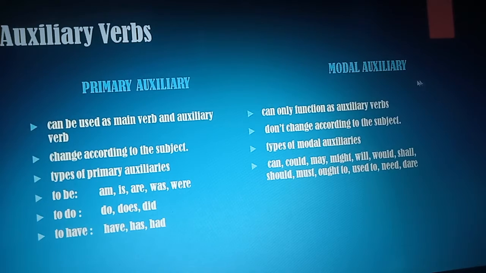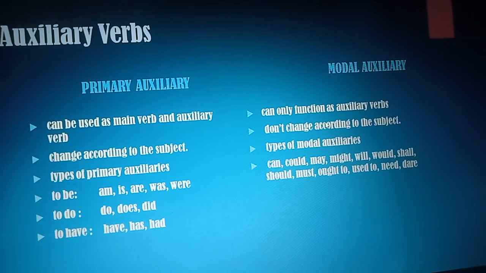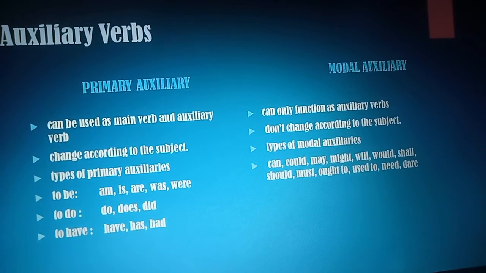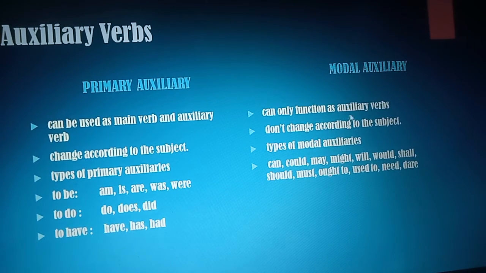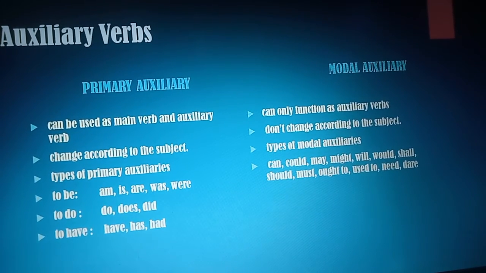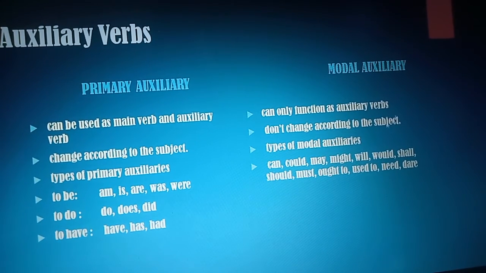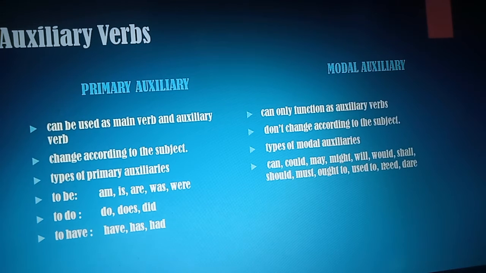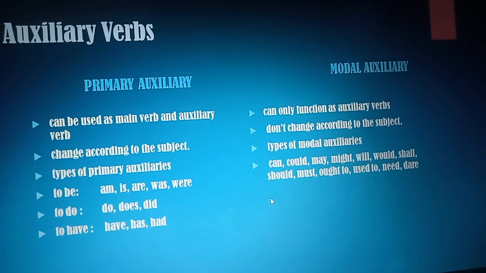had. Again, the main point is the modal auxiliary. How can we identify the functions of modal auxiliaries? You see here, modal auxiliaries can only function as auxiliary verbs. Then they don't change according to the subject. For example, shall, will, should, may, might, must. For example, he may, she may, it may, I may, you may. So it doesn't change according to the subject. Again, the types of modal auxiliary verbs are here: can, could, may, might, must, will, would, shall, should, ought to, used to, dare, need. These are the modal auxiliaries.